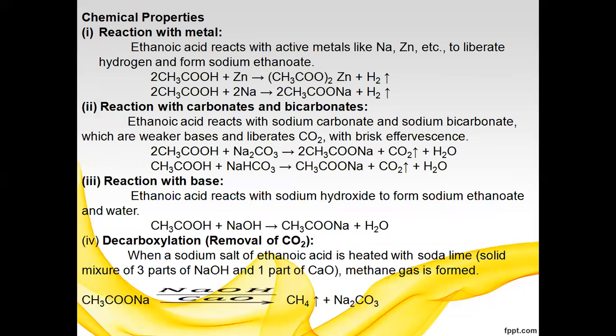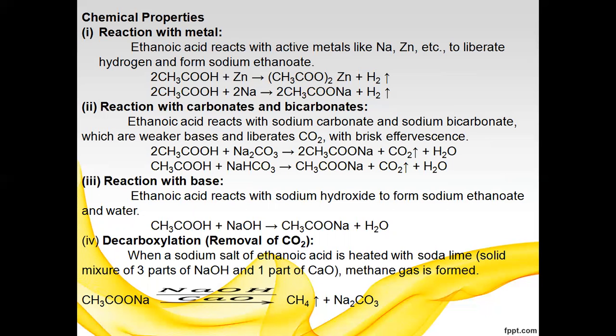So next is the chemical properties of ethanoic acid. The first one is reaction with metals. Ethanoic acid reacts with active metals like sodium, zinc, etc. to liberate hydrogen and form sodium ethanoate. It liberates hydrogen gas and forms a metal ethanoate.